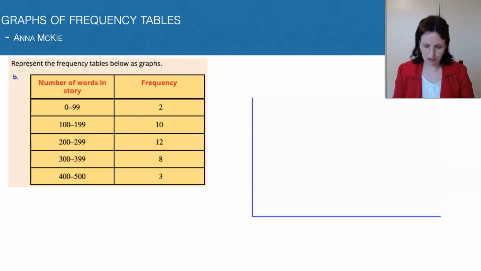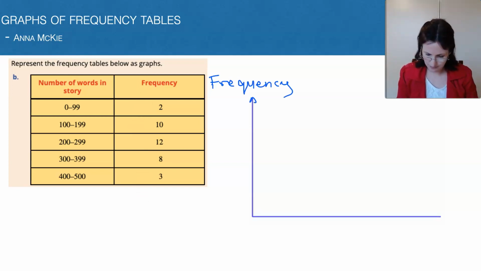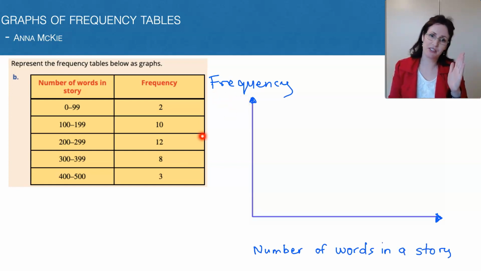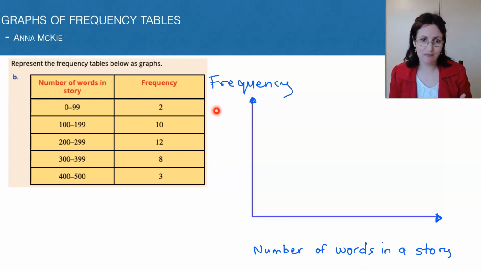So frequency is going to go on the vertical column. So let's label our axes. Notice this time around I wrote frequency at the top of the column as opposed to down the side. Either is fine. How are we going to break up our scale here? I'm going to do the frequency first this time.